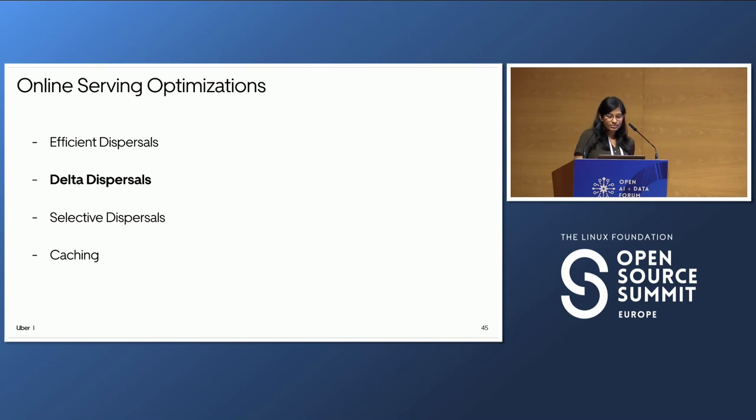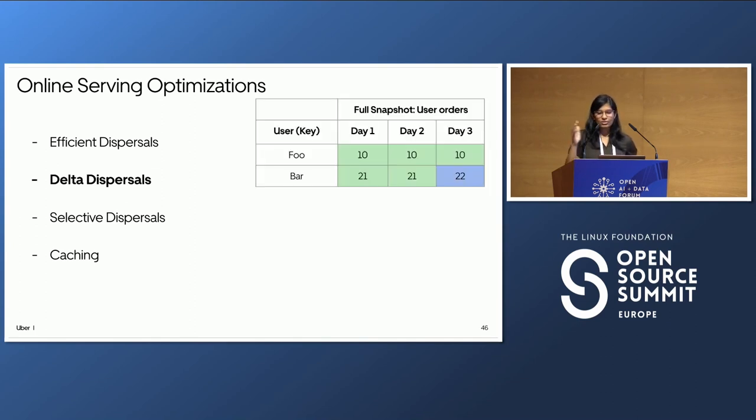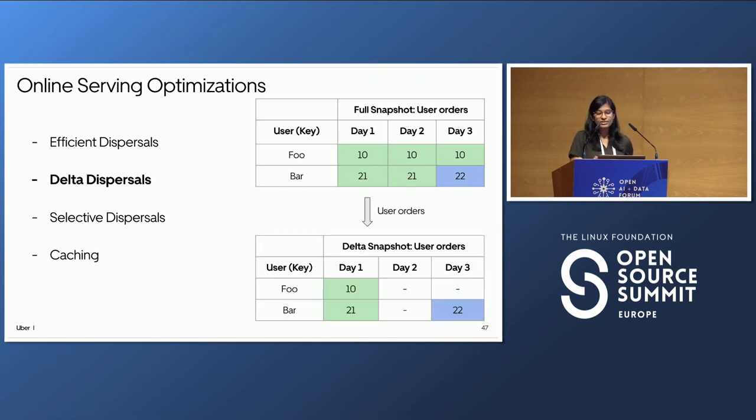The second part is delta dispersal. Whenever new events are coming in, what our users do is take a snapshot of the data for every day, write it to Cassandra, and disperse it from Hive. In delta, instead of writing the full snapshot to Cassandra, you can only write the data which actually changed. In these two tables, you can see that we don't need to disperse the data from day two and part of the data on day three, and we can only write what actually changed. So this reduces the size of dispersal significantly.